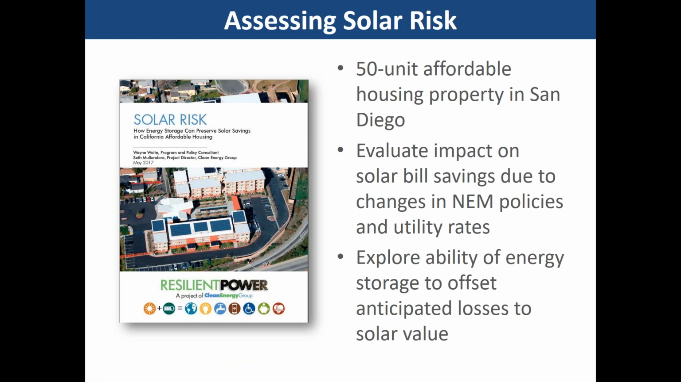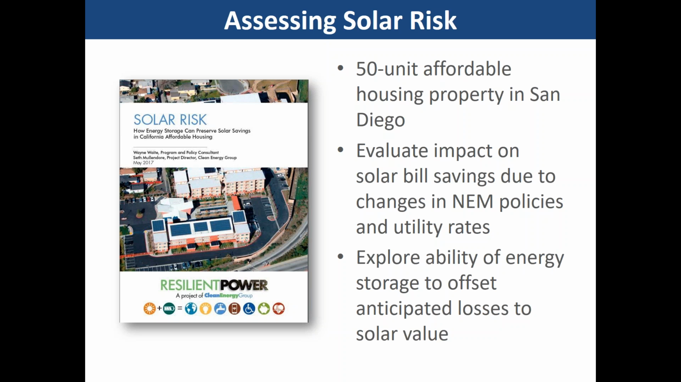What this report looked at was a 50-unit affordable housing property in San Diego. This is a representative property, but it uses real 15-minute interval utility data from a property in Southern California, and looks at actual utility rates, the current rates and proposed rates for San Diego Gas and Electric. Part of the reason we chose a property in San Diego is because San Diego Gas and Electric currently has a pending rate case that provides some insight into what their rates will look like over the next few years, and how those are going to evolve over time.